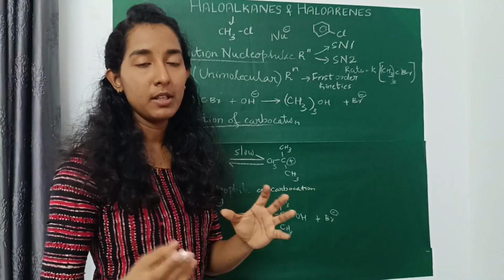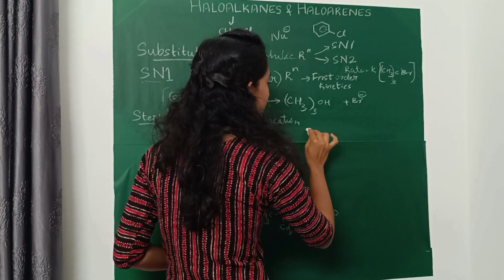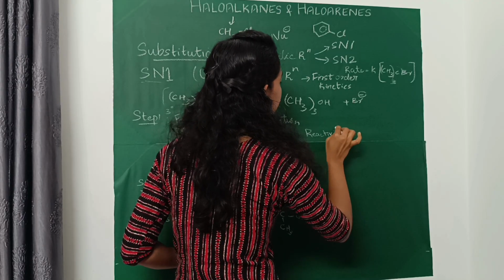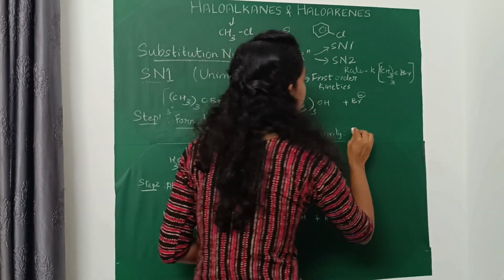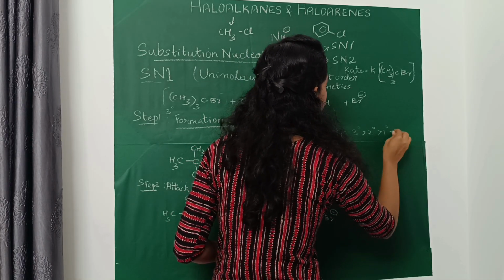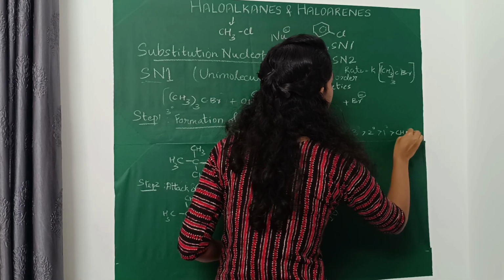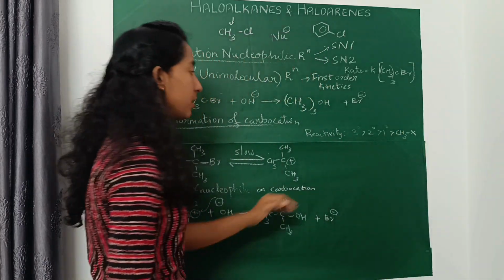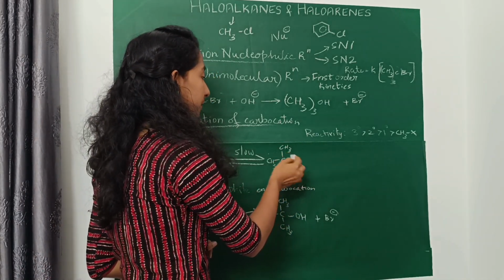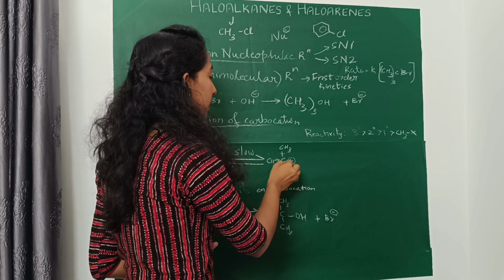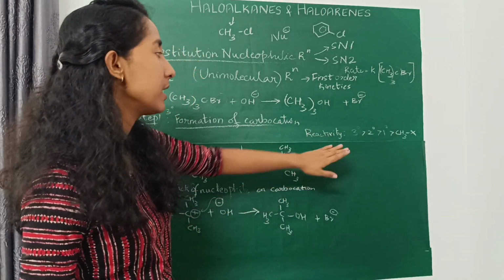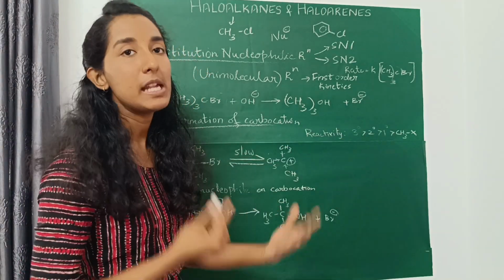So the reactivity order of SN1 reaction is tertiary carbocation, then secondary carbocation, then primary carbocation, then methyl halide. The reason is that the tertiary carbocation is stabilized. There is a plus I effect, and there are three electron donating groups, so this carbocation is more stable. That is the reason tertiary alkyl halides are more prone to SN1 reactions.